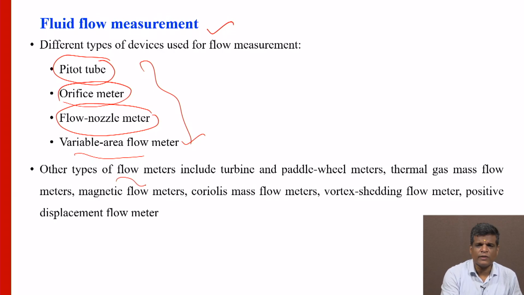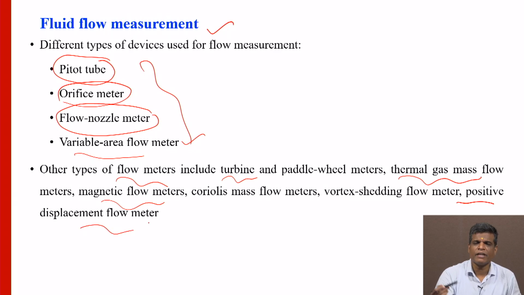Other types of flow meters are also there, including turbine, thermal gas mass flow meters, magnetic flow meters, and positive displacement flow meters. Different types of flow meters are there, and we will use them here.